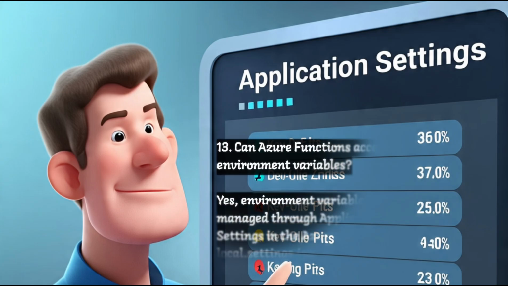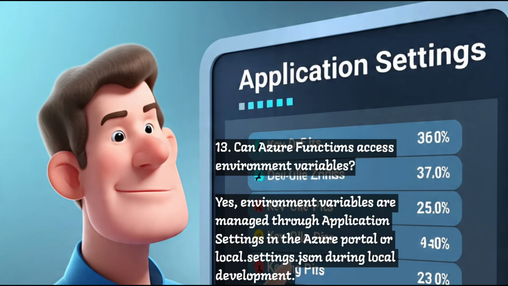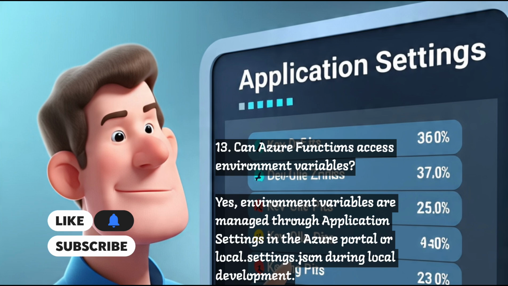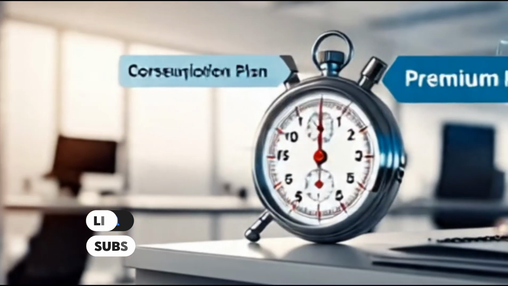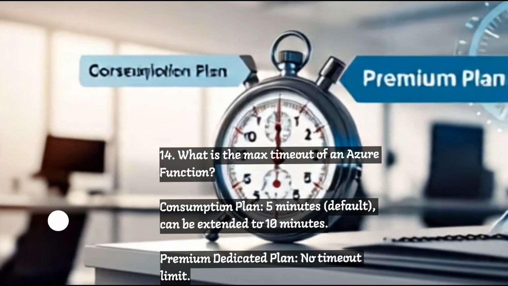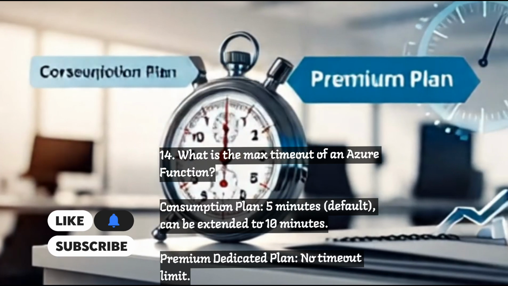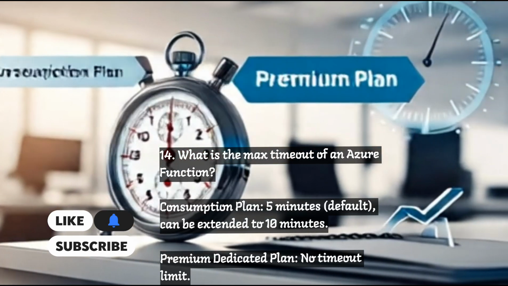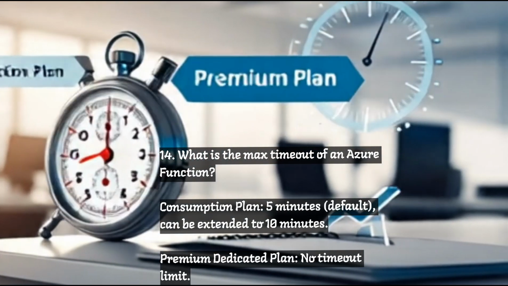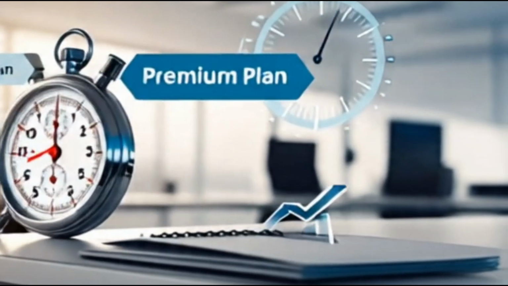13. Can Azure Functions access environment variables? Yes, environment variables are managed through application settings in the Azure portal or local.settings.json during local development. 14. What is the max timeout of an Azure Function? Consumption plan, 5 minutes default, can be extended to 10 minutes. Premium and Dedicated plan, no timeout limit.